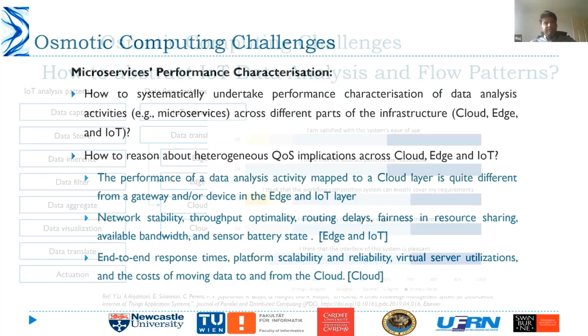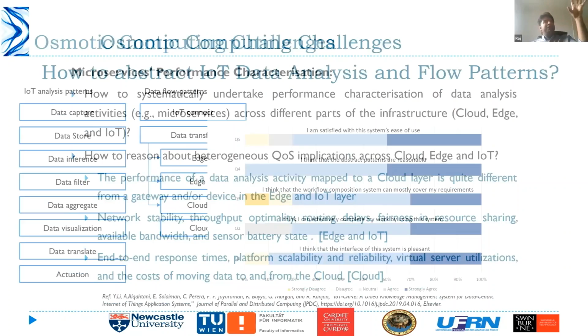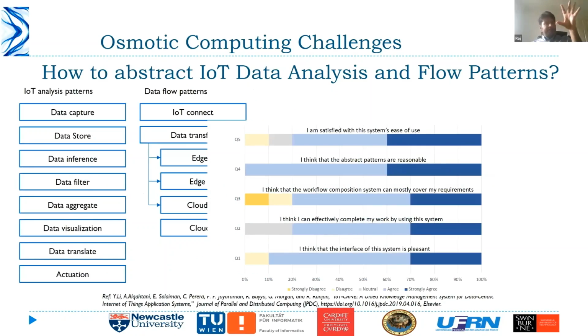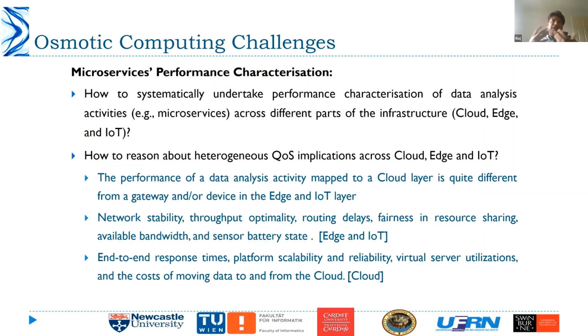Right, so that was in terms of IoT application graph composition related research challenges. Now, coming to more traditional distributed computing research issues, one of the hard challenges: how do we characterize the performance of microservices? For example, if I'm to deploy a microservice at the edge layer, at the cloud layer, or the IoT layer, how do I do the performance characterization?